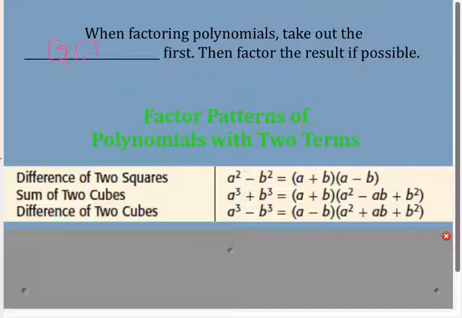GCF. Okay. Then factor the results if possible. Okay, so here's some special factor patterns of polynomials with two terms. Okay, difference of two squares. We just did that example. That was example 3 on the notes.